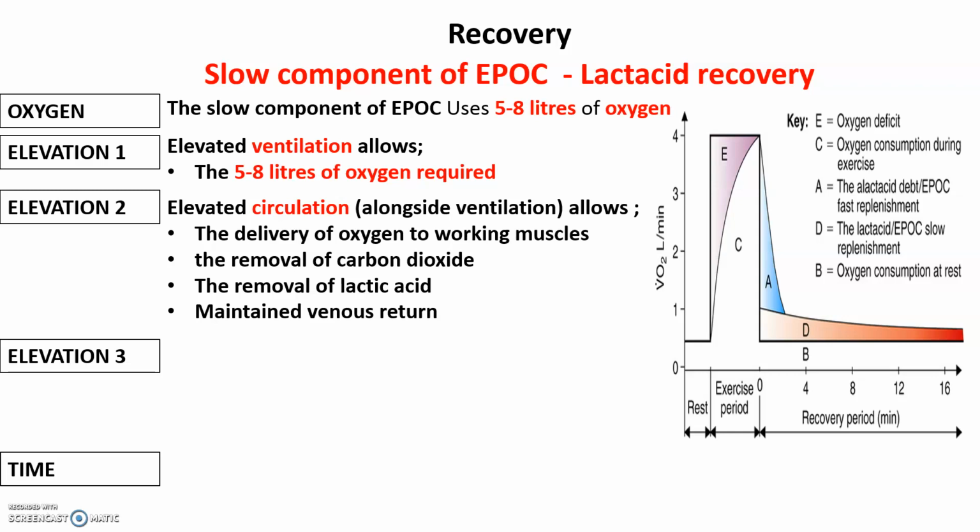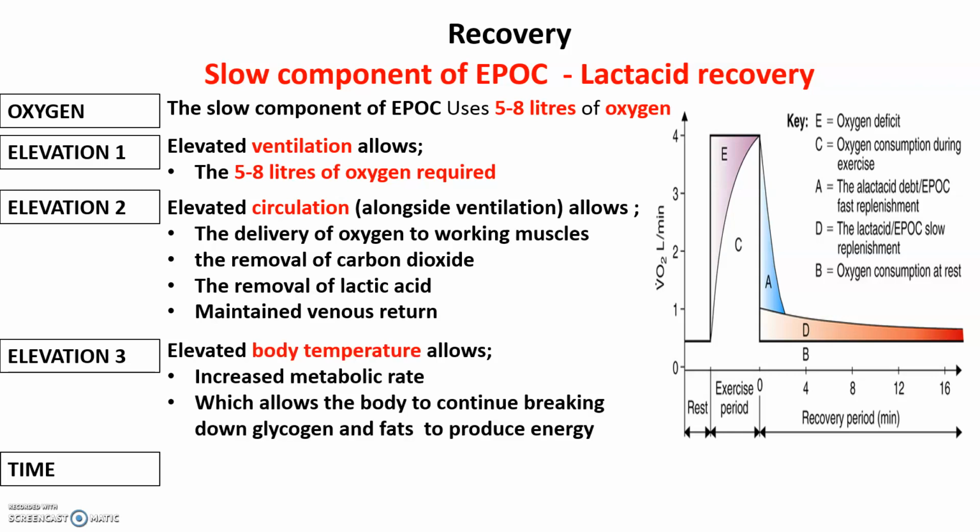Now this is really good to stay elevated and maintained because that is going to have an effect on our stroke volume and cardiac output. It means we're getting more blood moved around the body, which prevents blood pooling, which gives us the DOMS that we experience, all the real aches and pains you get after exercise. So far, elevation 1, ventilation, elevation 2, circulation.